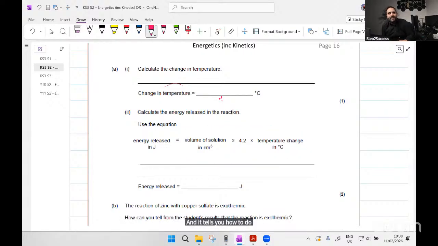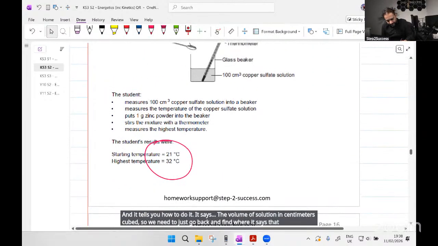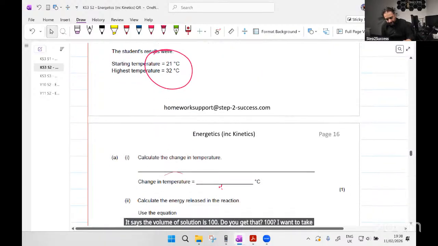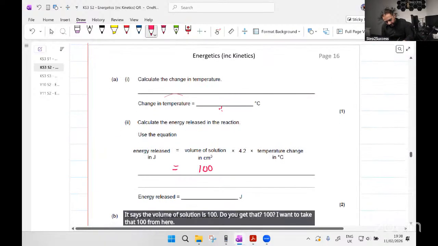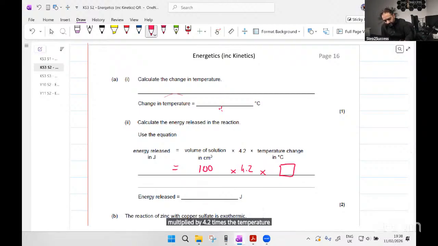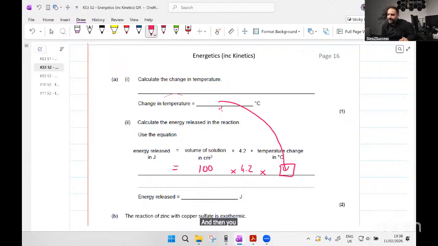It says the volume of solution in centimeters cubed. So we need to just go back and find where it says that. It says the volume of solution is 100. See that? 100. So I want to take that 100 from here. Multiplied by 4.2 times the temperature change. The temperature change will be whatever answer you get there. And then you put this into the calculator and you should be celebrating.